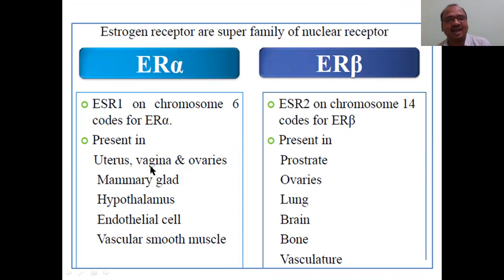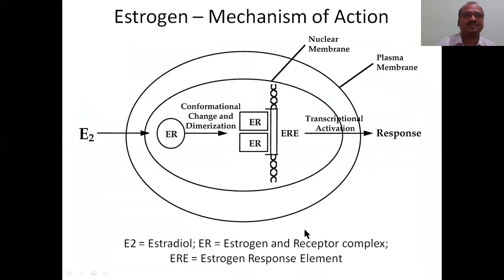Alpha receptor: uterus, vagina, ovaries, mammary gland, hypothalamus, endothelial cell. And the beta receptors: lungs, brain, and the prostate gland in the male. Ovaries, lung, brain, all start with B here. Since it is beta, see here, brain, bone, prostate, it is almost like a P, B. Like that you can remember.